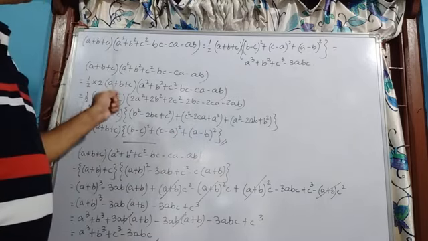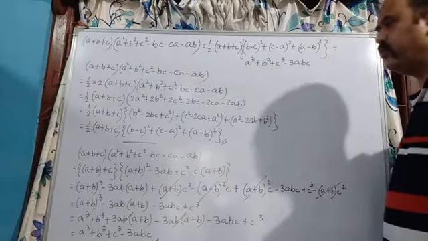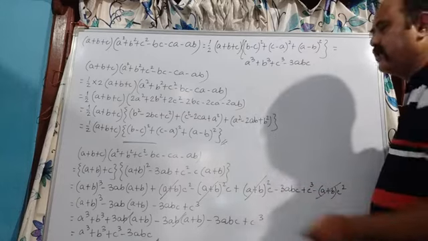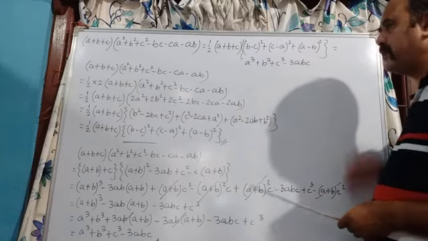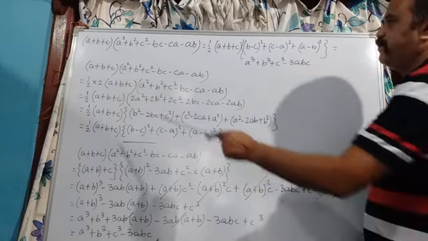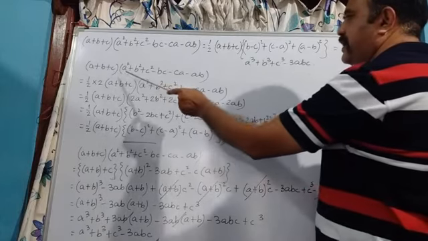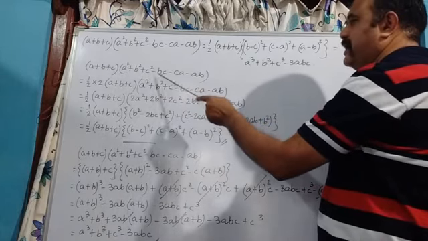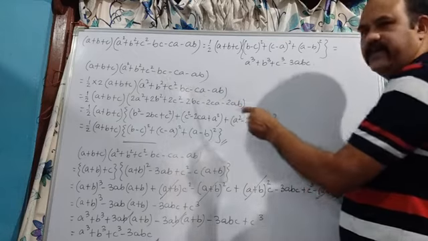For this particular one, we will get two different parts. So we are discussing one by one. I have done both the parts on the board. So let us discuss one by one part. So first part is a plus b plus c multiplied by a square plus b square plus c square minus bc minus ca minus ab.